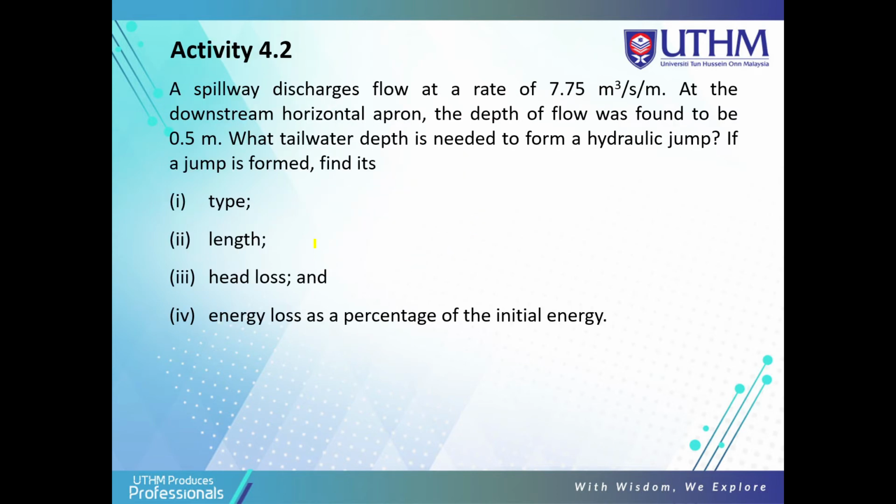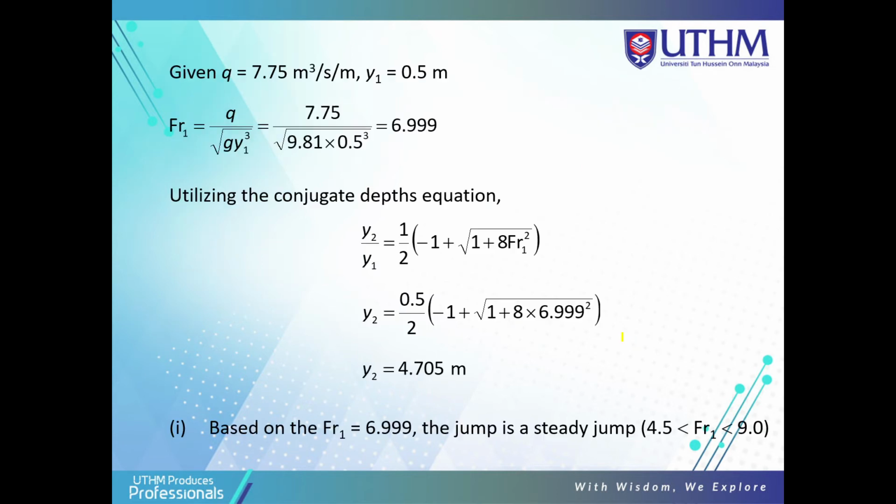Okay, so we look at example activity 4.2 here. A spillway discharges flow at a rate of 7.75 cubic meters per second per meter. At the downstream horizontal apron, the depth of flow was found to be 0.5 meter. What tailwater depth is needed to form a hydraulic jump? If a jump is formed, find its type, the length of the jump, the head loss, and also the energy loss as a percentage of the initial energy.